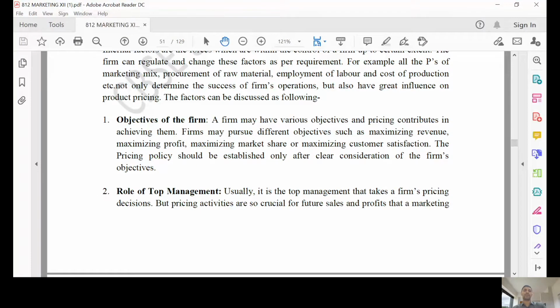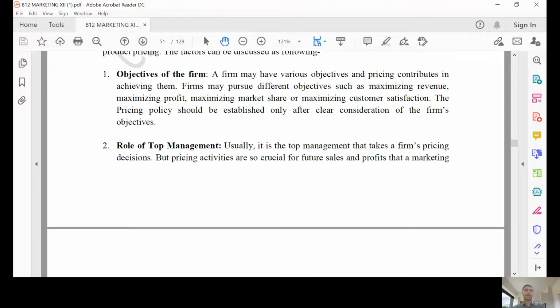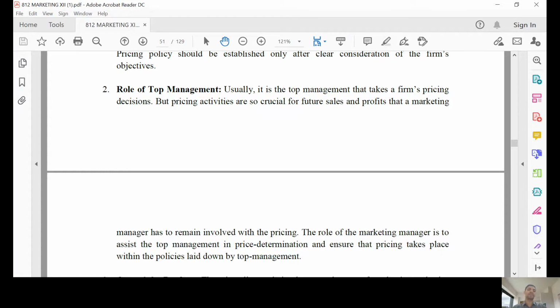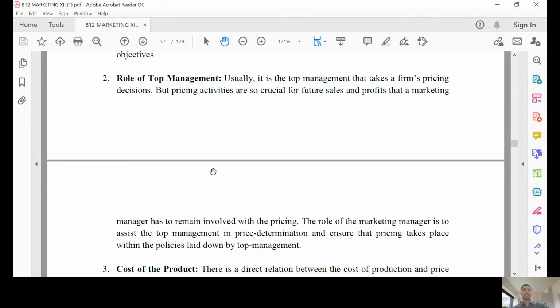Second one, role of top management. Actually, this pricing is done by top level management. So a CEO along with the marketing manager will sit together. They will sit in a meeting, and the pricing decision will be taken. So it's one of the serious decisions of the organization, fixing the price of the product.